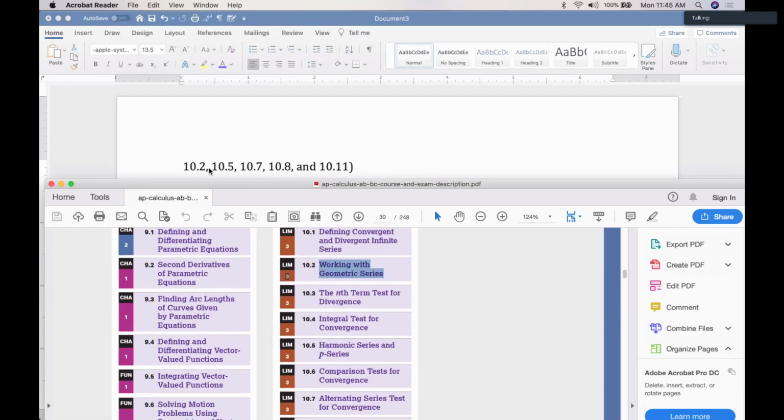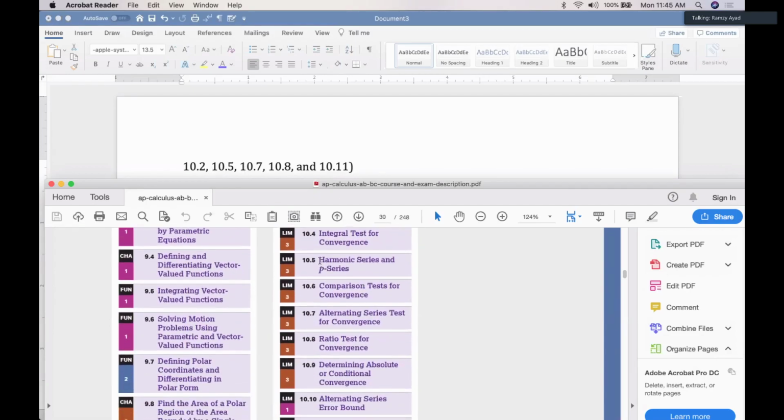Then 10.5. So they jump over all this stuff and they went to 10.5. 10.5 says harmonic and P series. What do we know, what is harmonic? Harmonic is the one that looks like 1 over n, where the bottom is counting numbers. So n could be 1, then 2, then 3, then 4, then 5, right? So it's 1 over counting numbers. That's harmonic.